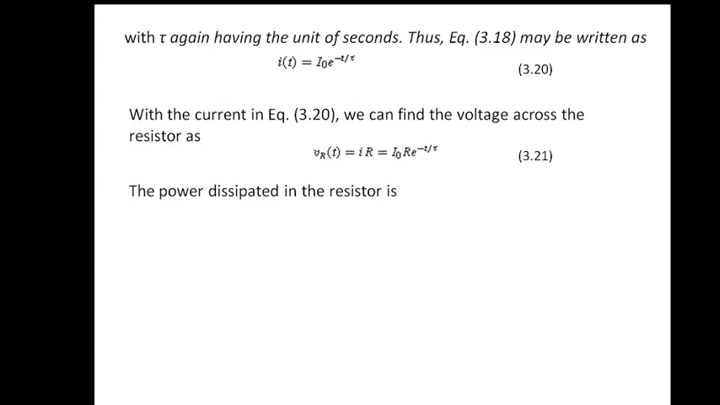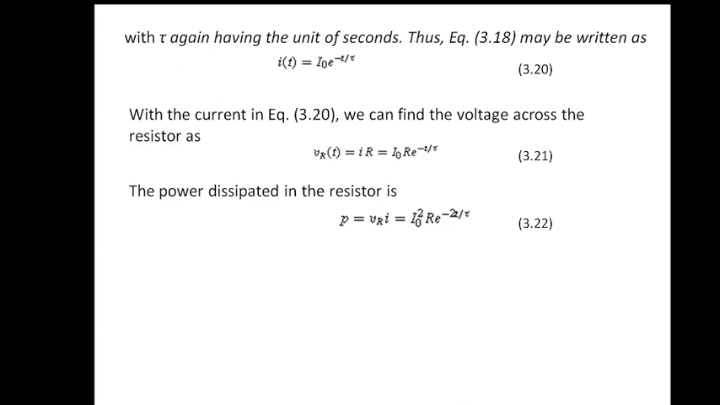So P, that is the power dissipated in the resistor, equal to VR into I. Take the product of the above two expressions. You can see here I naught e power minus t by tau into I naught R into e power minus t by tau, which gives I naught square into R into e power minus 2t by tau. This is the expression for the power dissipated in the resistor. Now, how to find the energy?